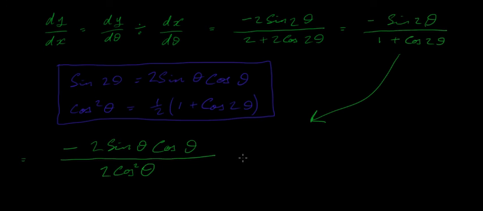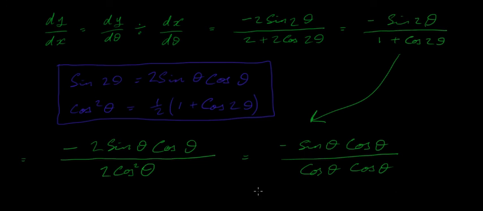I can see here that I can divide this 2 by this 2 here, and I'll just end up with minus sine theta cos theta. On the bottom here, I've already gotten rid of this 2, I've divided 2 by 2 here. I've got a cos squared theta here. Cos squared theta is just cos theta times cos theta.